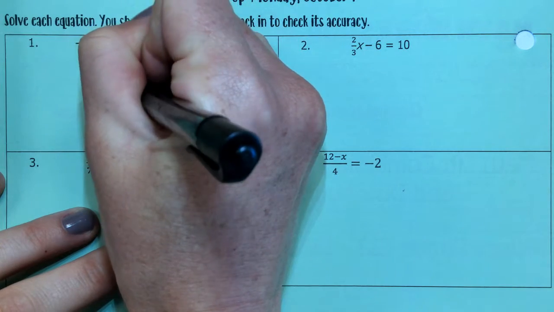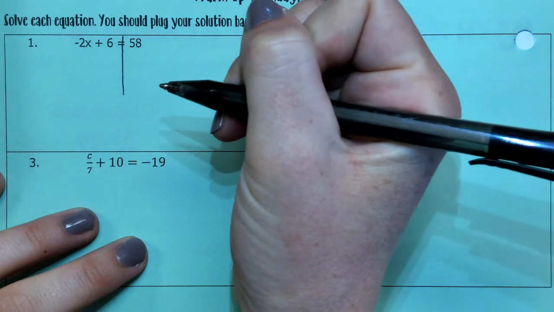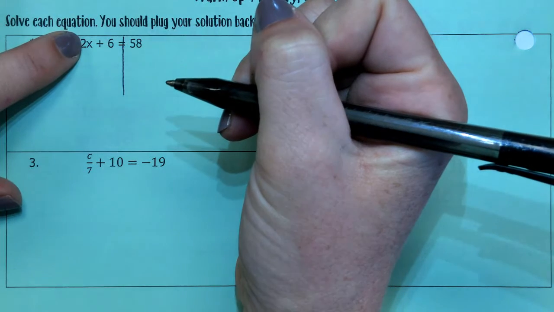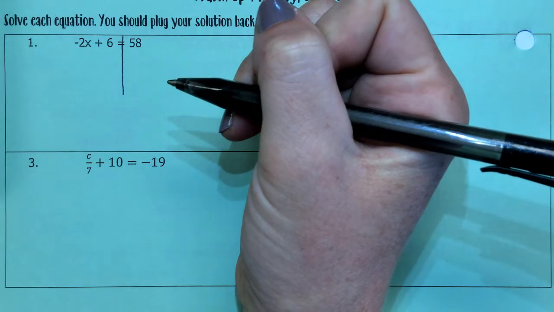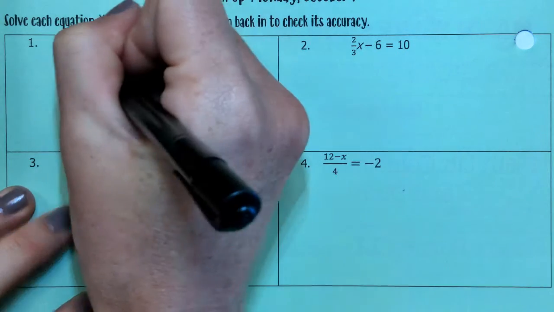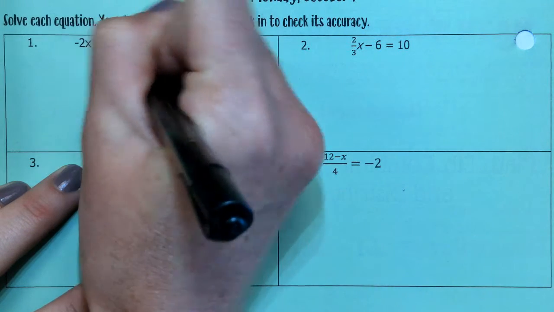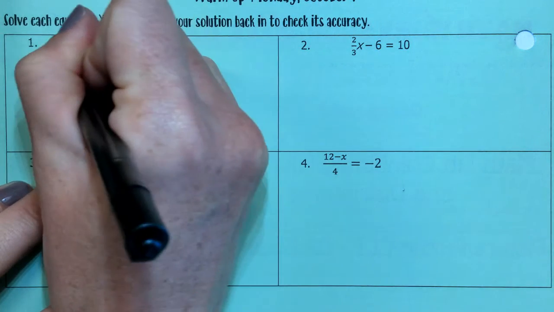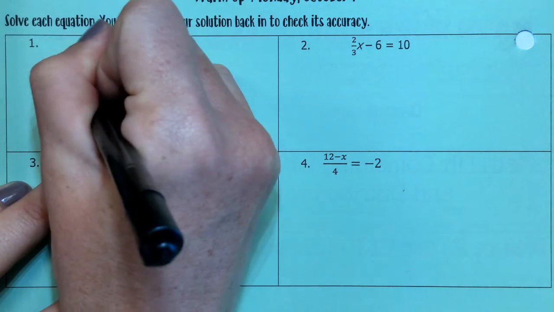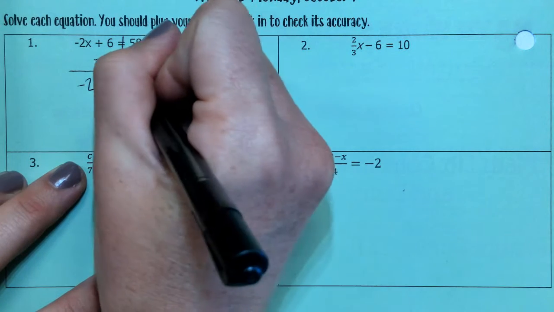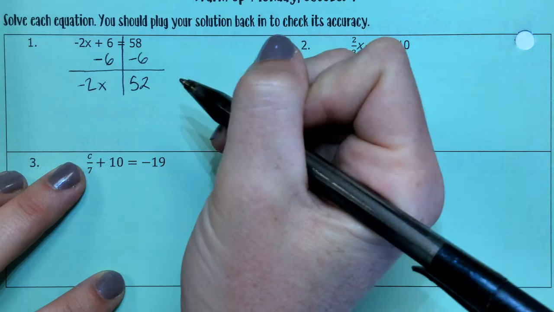So when we solve two-step equations, we need to get the variable by itself. In this case, our variable is x. In order to do that, it's like we need to undo what is being done. So to undo that, we need to subtract 6 from both sides. Because 6 minus 6 is 0, so we only have negative 2x on the left-hand side. 58 minus 6 is 52.